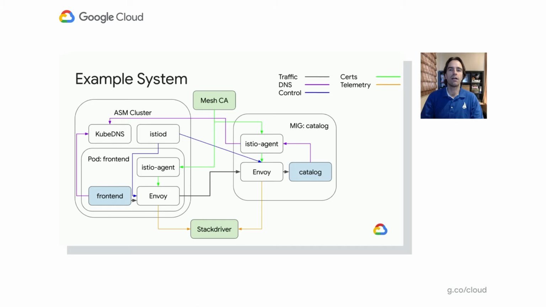ASM is also relying on the Kubernetes API server for configuration storage. That's actually not pictured here, but that's also another key component of the system. You need a place to store your configuration, things like service definitions, authorization policies, the routing information, basically all the configuration for the features that Anthos Service Mesh offers is provided in that configuration store.